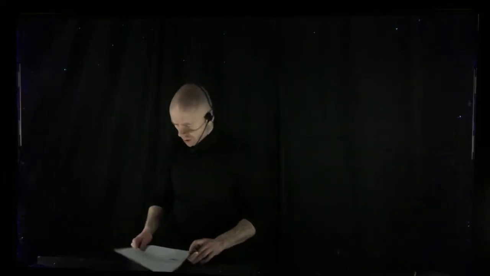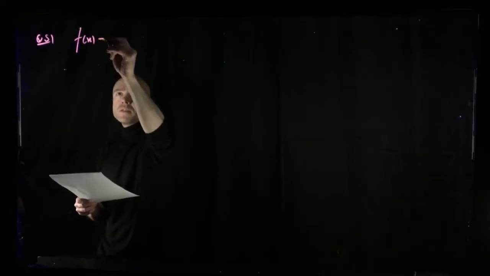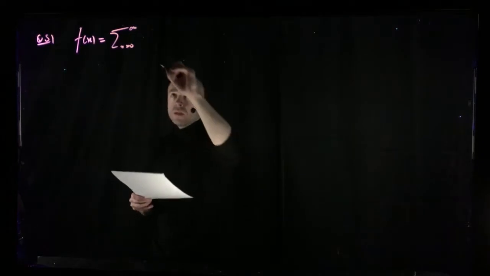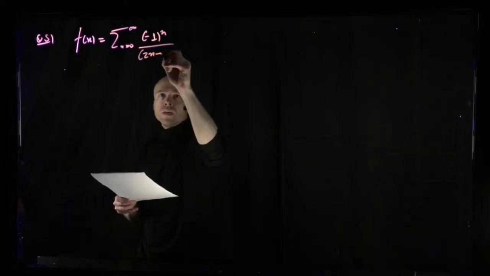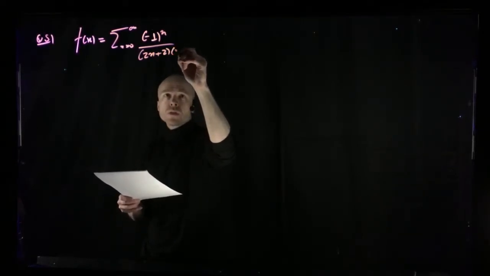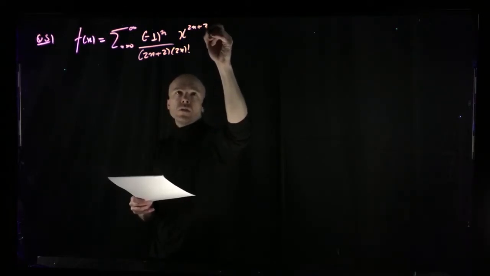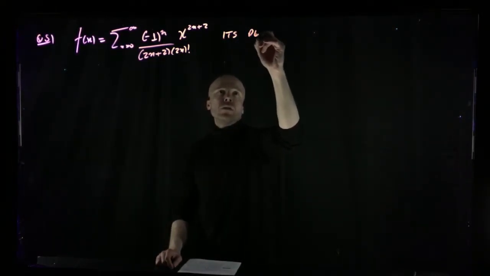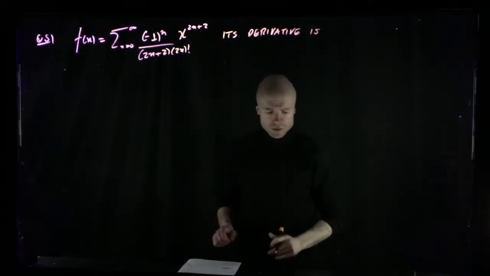Okay, we're going to continue working a few questions from the practice exam. So this is question 5. And we have this function which is given by this power series. f of x is the sum from n equals 0 to infinity of minus 1 to the n, n to the n plus 2, over 2n factorial, x to the 2n plus 2, and its derivative is, and then we have a bunch of options.